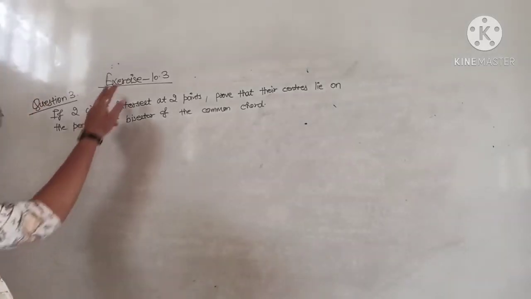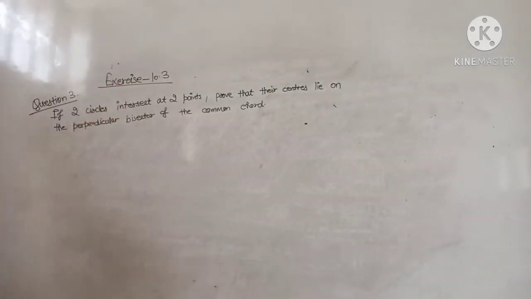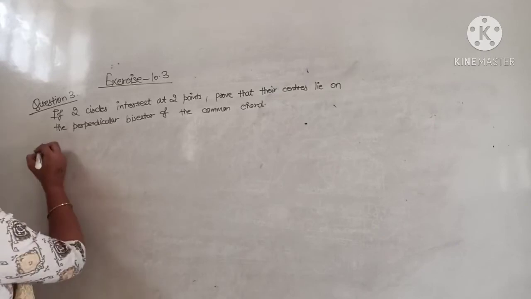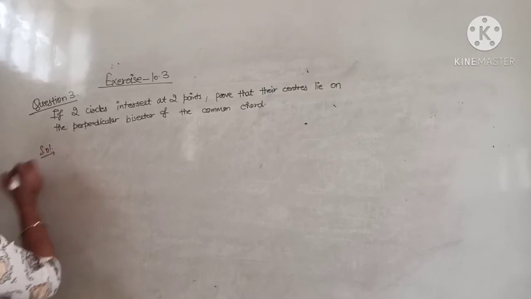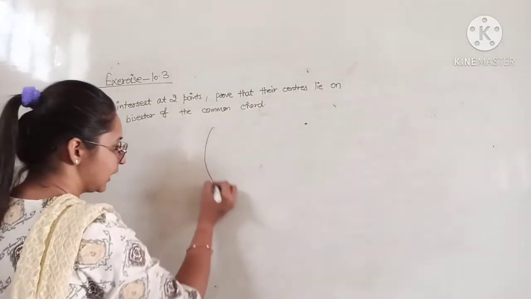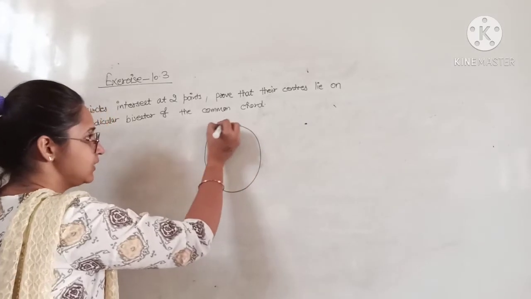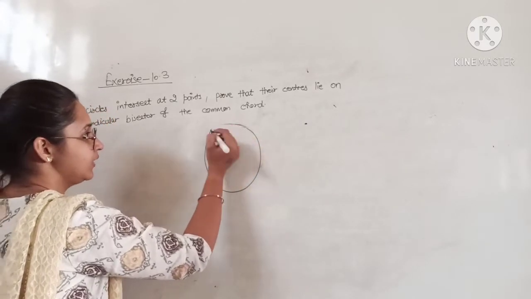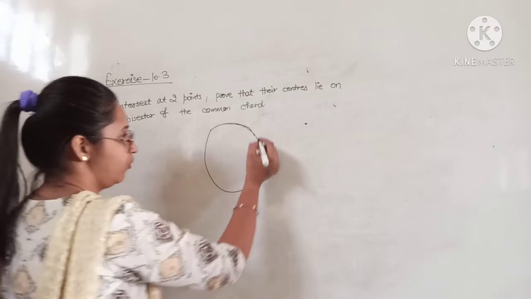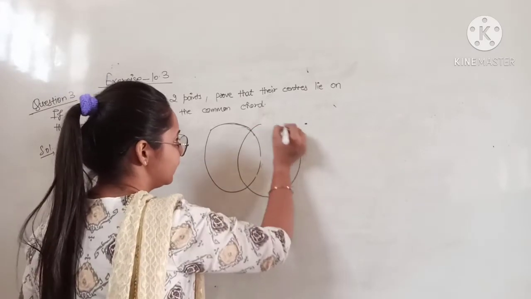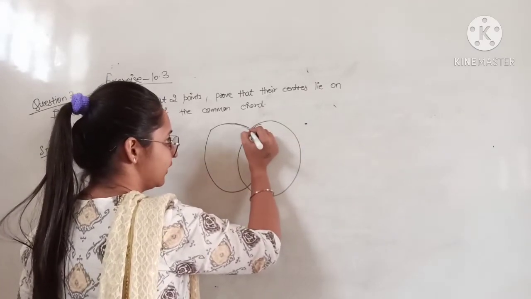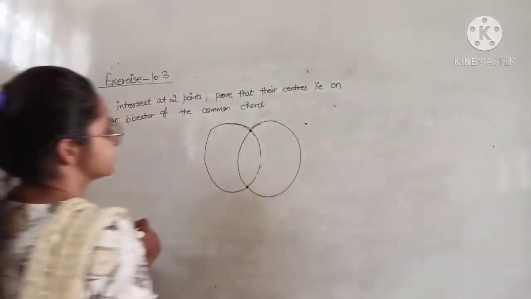Question 3 of exercise 10.3 is: if two circles intersect at 2 points. First of all, we are making two circles and these two circles are intersecting at 2 points. It means they are intersecting at these 2 points.